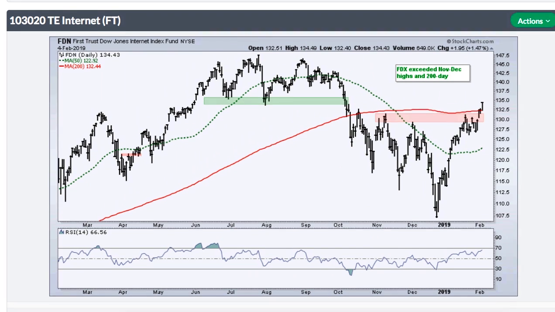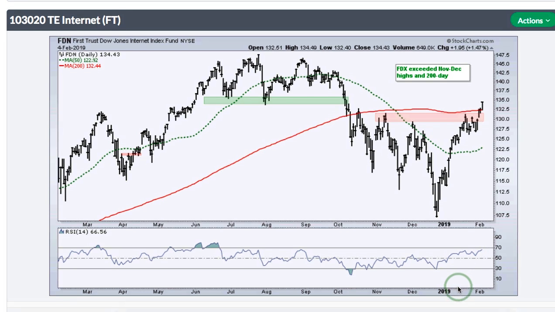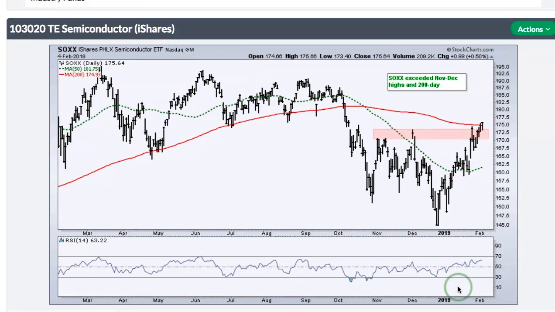We look at the First Trust Internet ETF, and we can see that it too is moving above the 200-day and above those November, December highs. RSI is not above 70 yet. It's got a little more work to do. And you can see that RSI was below 30 twice in the last few months. So we're not yet in a bullish range there.